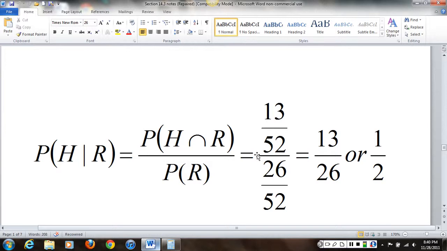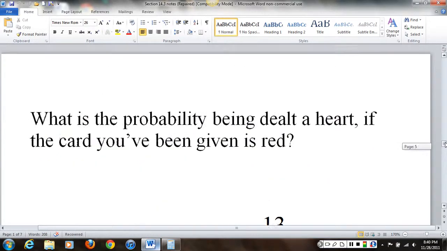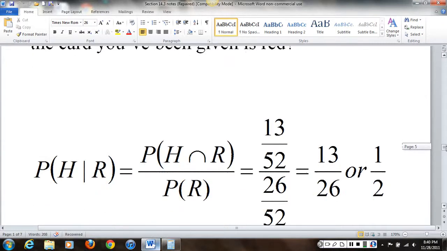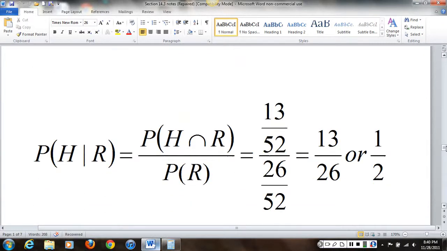Hearts, you have of course 13 hearts. How many of those are red? Well, all of them. So 13 out of 52 is our probability. And like I said, you could also think of it as how many elements are in B intersection A. So how many elements are in hearts and red cards?